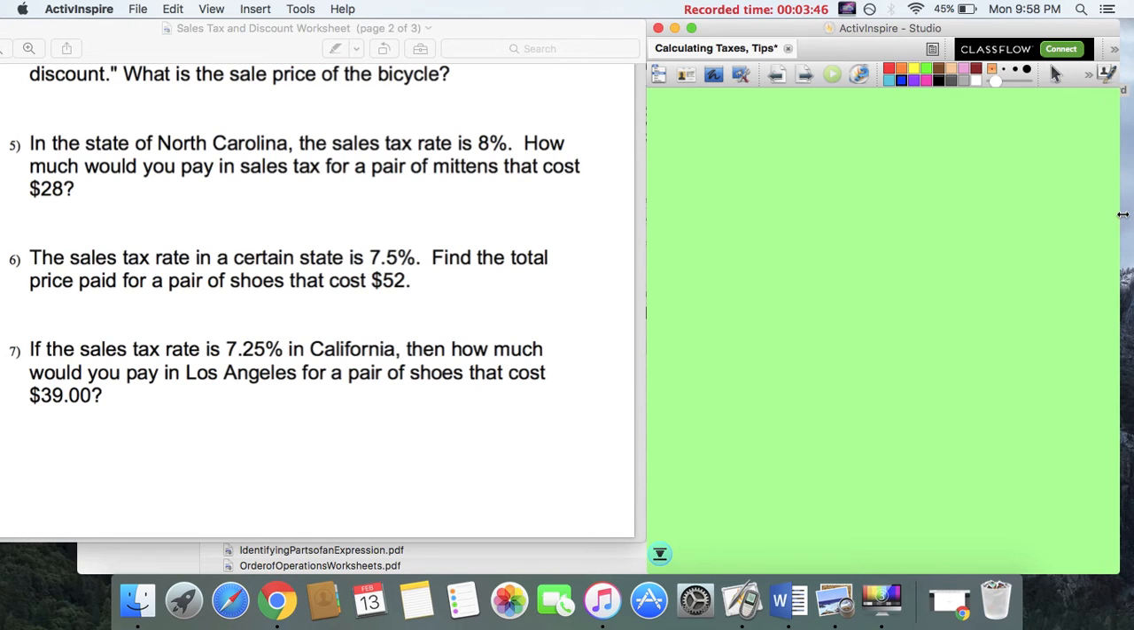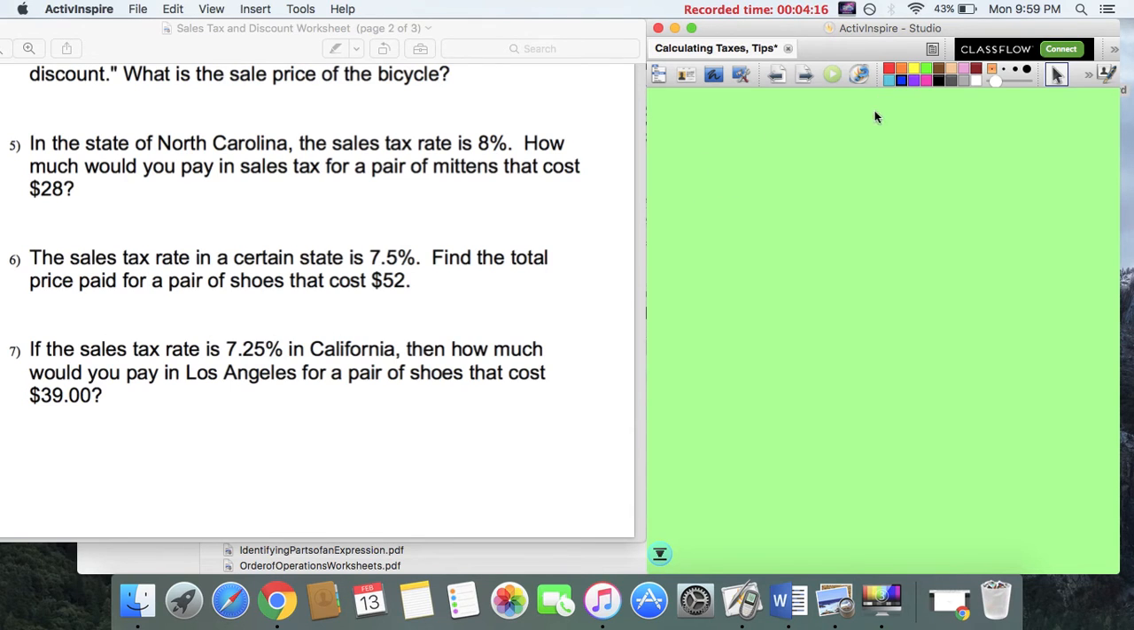Number 6 says that a certain sales tax in a certain state, so some states are different. Some states charge different tax rates. Okay, I know New York State, I think it's 8.875 percent right now. So 7.5, I don't know where that is, but a certain state charges that much. So everything you buy, you have to pay 7.5% on top of that. So let's see what that looks like. So you're buying, what are we buying? Shoes. So here are the shoes.